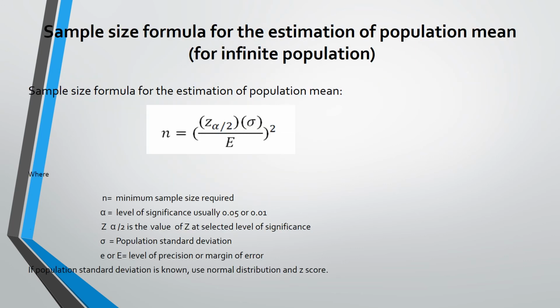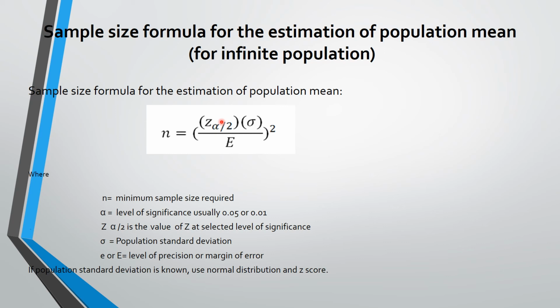Now this is the sample size formula for the estimation of the population mean. Here you can see that this small n is the minimum sample size required. Z alpha by 2, this value will be taken from the table at the selected level of significance, and this is the population standard deviation which is denoted by sigma, and E is the margin of error, and alpha over here is the level of significance. Usually it is 0.05 or 0.01.